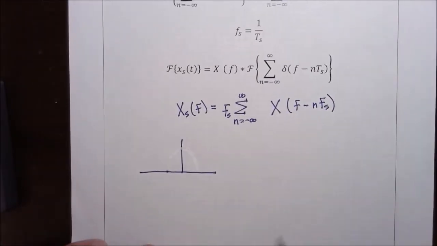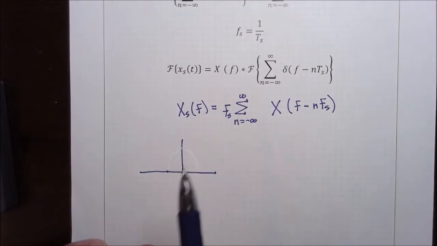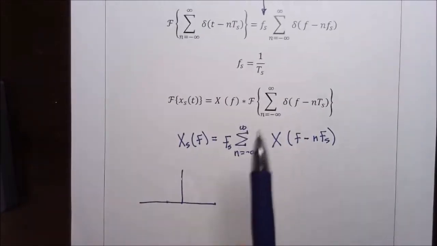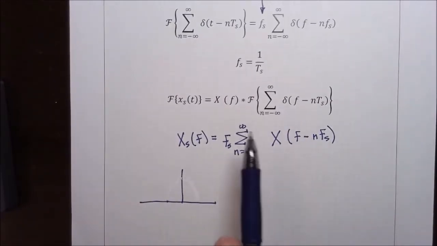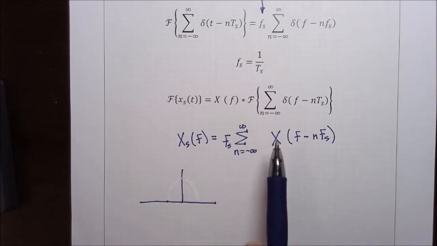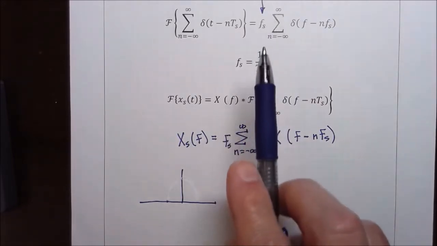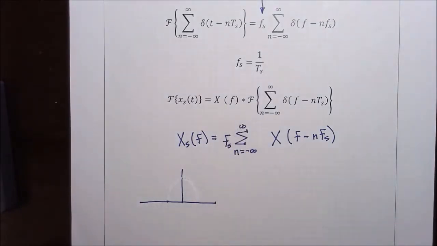I want to illustrate the spectrum of the sampled signal graphically, which will be a summation of frequency shifted versions of the spectrum of the original message signal. I neglected to put the scale factor f sub s in front, so I've gone back to correct that.